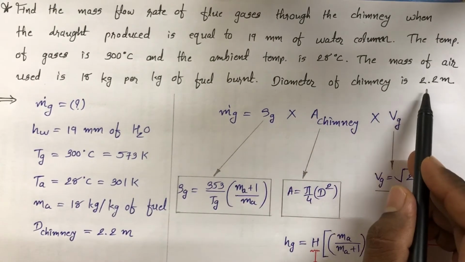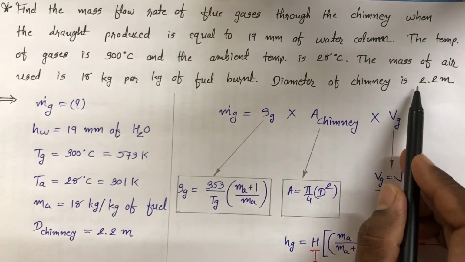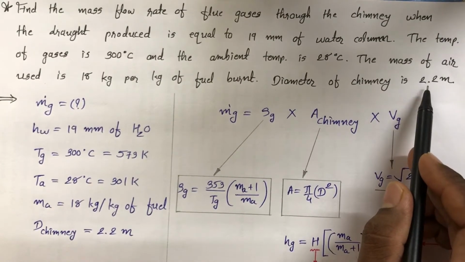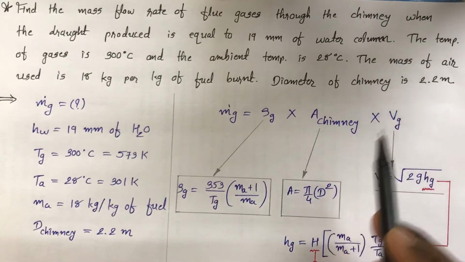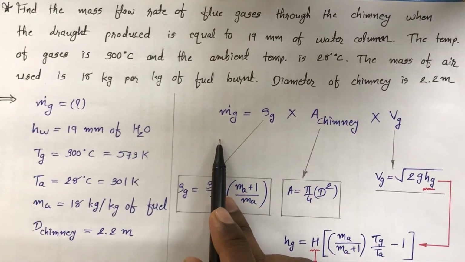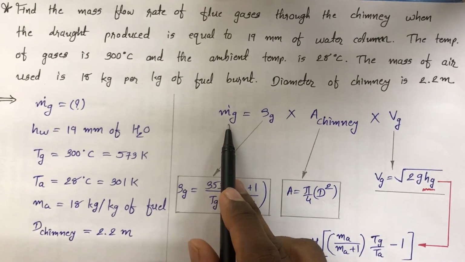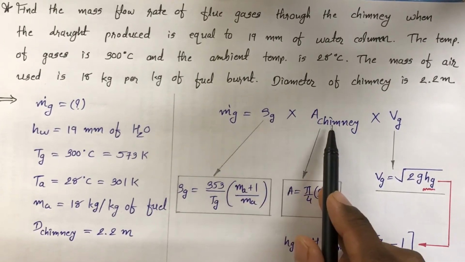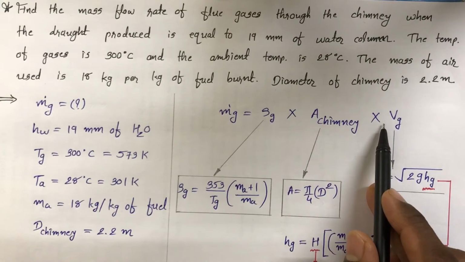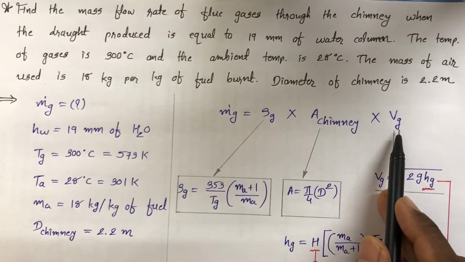Diameter of chimney is also given. Take capital D is equal to 2.2 meter. Now, equation for mass flow rate of flue gases. M dot G is equal to rho G, area of the chimney, into velocity of flue gases.